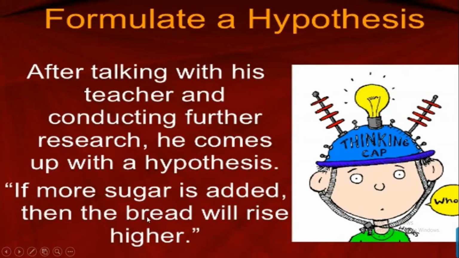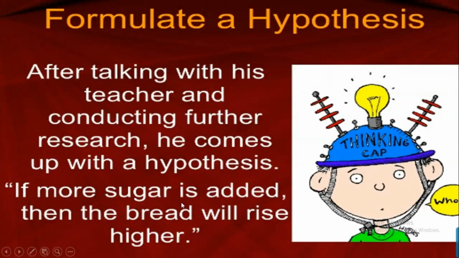What is independent? That which is not depending on any other factor. So if more sugar is added, the variable that is sugar is not depending on anything. There is no factor that is impacting sugar. It is basically up to us whether we want to decrease or increase the amount. It means that sugar is independent. It is not depending on some other factors, right? So if more sugar is added, then the bread will rise higher.